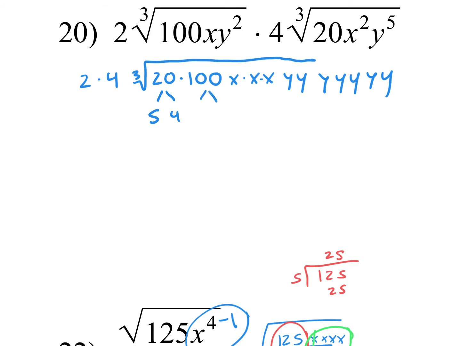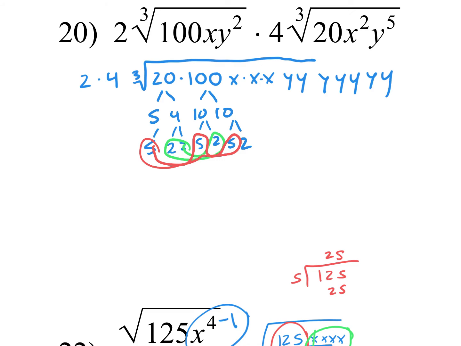And 2 factors of 100? 10 and 10. 2 factors of 4? 2 and 2. 2 factors of 10? 5 and 2. And 2 factors of 10? 5 and 2. So I circle groups of how many here? 3. Groups of 3. So I have 3 2s and I also have 3 5s. 1, 2, 3.